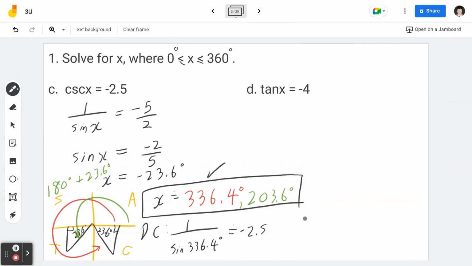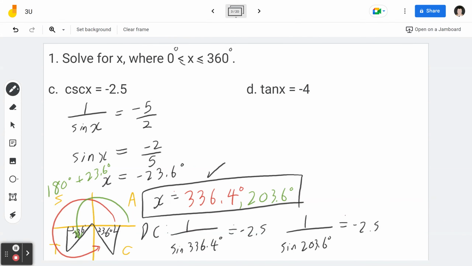Likewise, if I double check the second case, I can take 1 divided by sine of 203.6 degrees. This is going to be, again, negative 2.497820448, which is approximately negative 2.5.